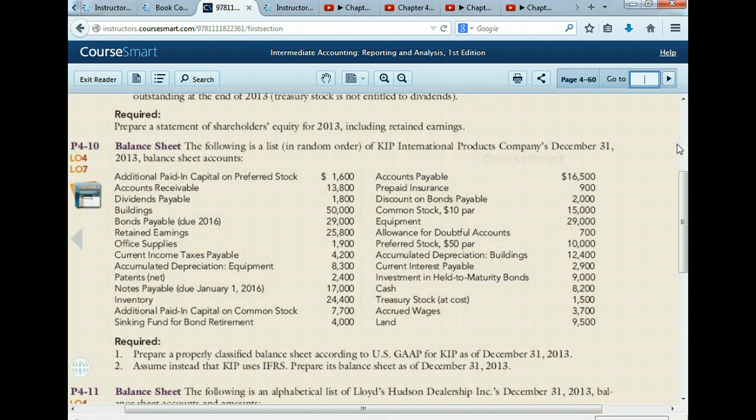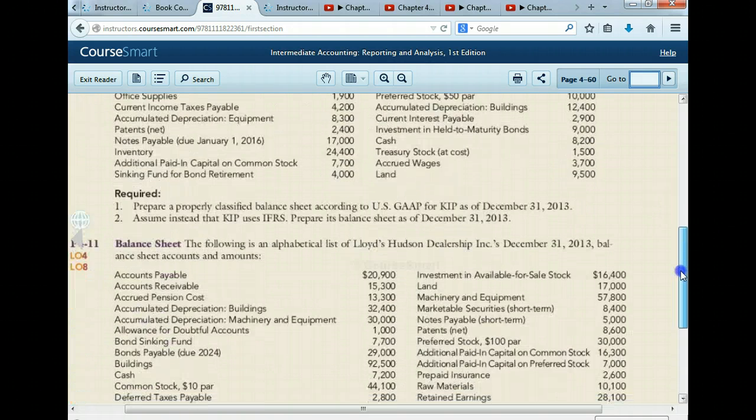Investment in held-to-maturity bonds, I think that might be a long-term investment, or an investment. Accrued wages, current liability, okay?